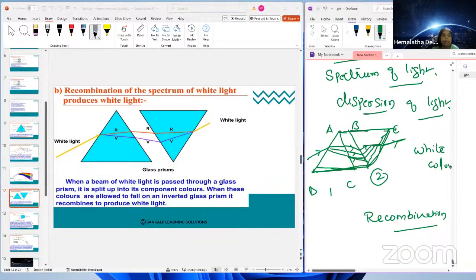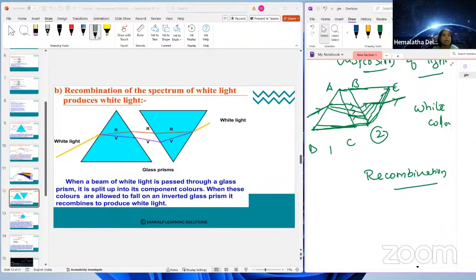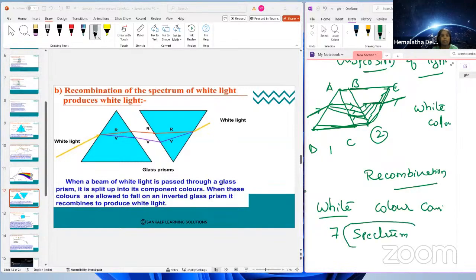This is the illustration or example given by Newton to prove that white sunlight consists of 7 colors. VIBGYOR, that is the spectrum, the spectrum of light of 7 colors of different wavelengths.